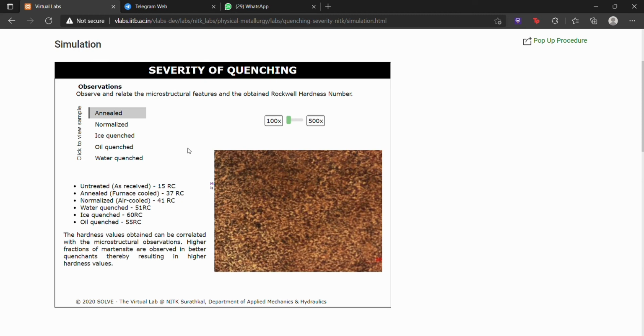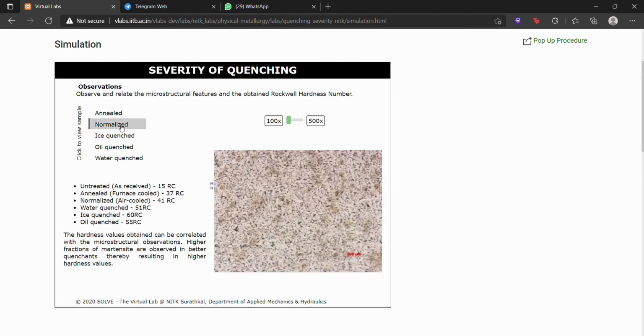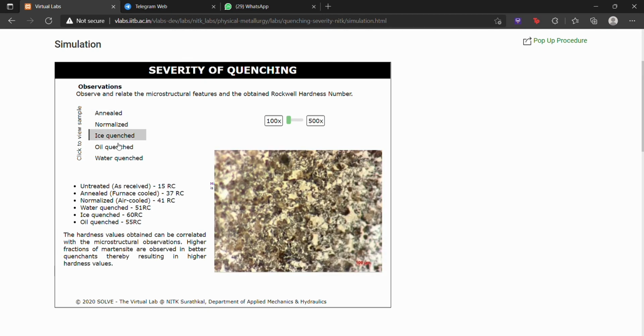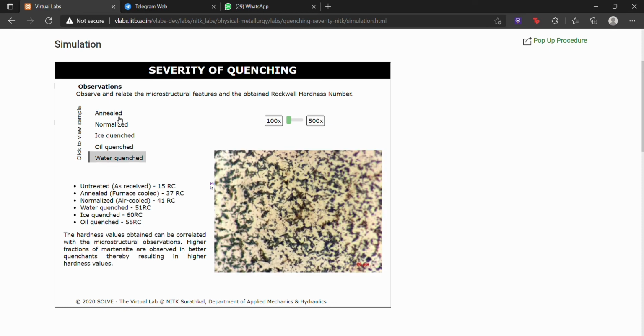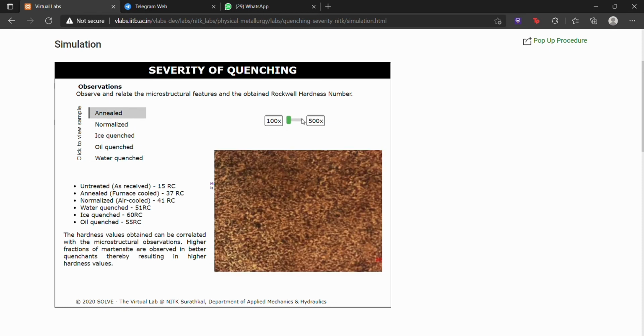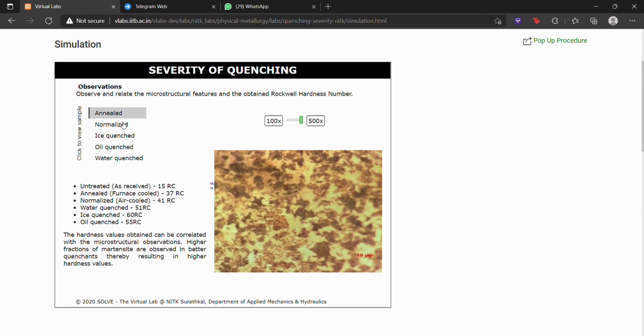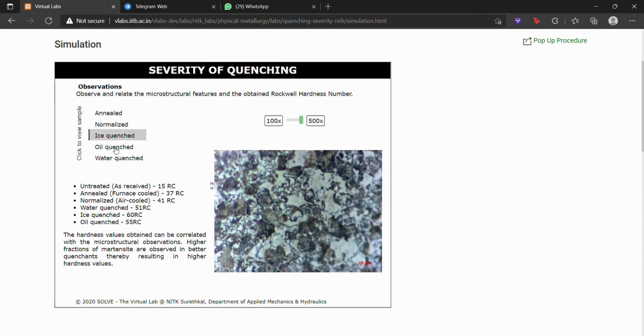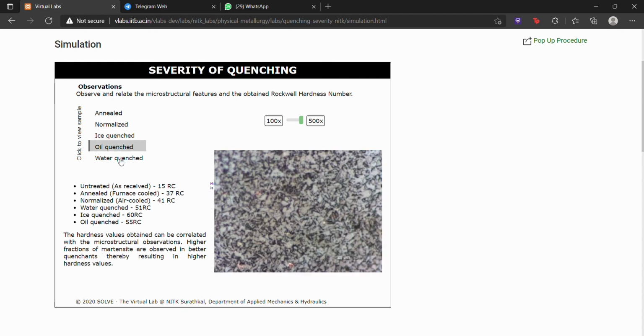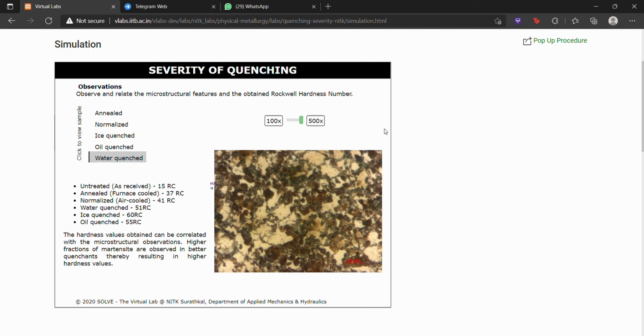As you can see, this is the observation of the microstructural features for annealed, while this is for normalized, ice quench, oil quench, and lastly the microstructural features for water quench. Next is 500 times, which is for annealed, normalized, ice quench, oil quench, and also lastly water quench. That's all from me. Thank you.